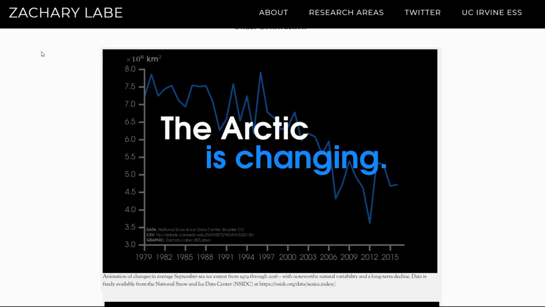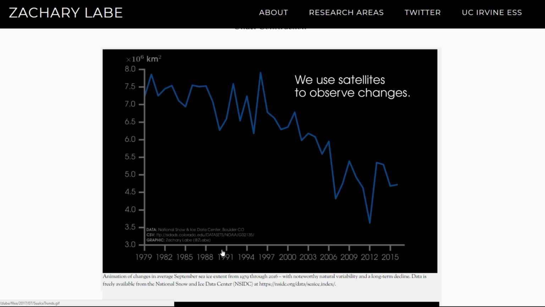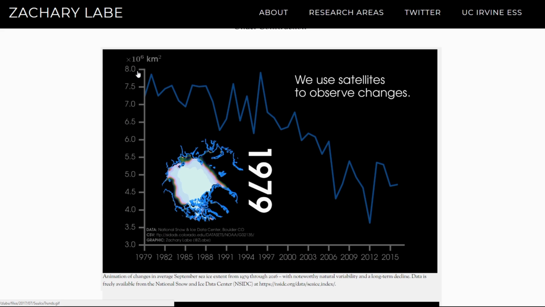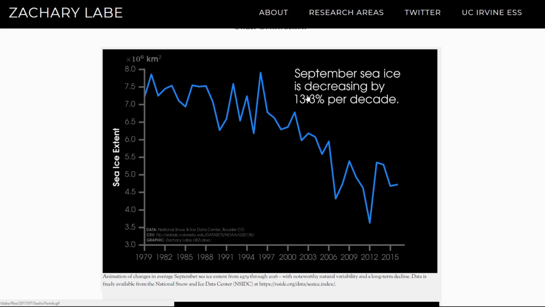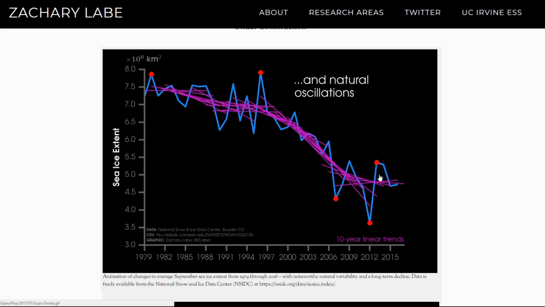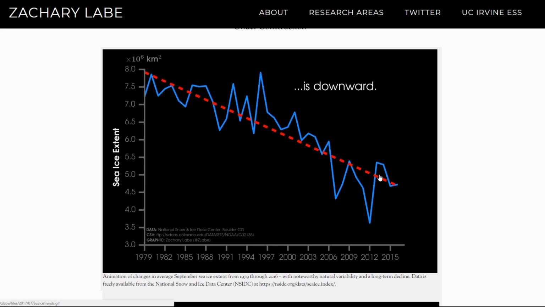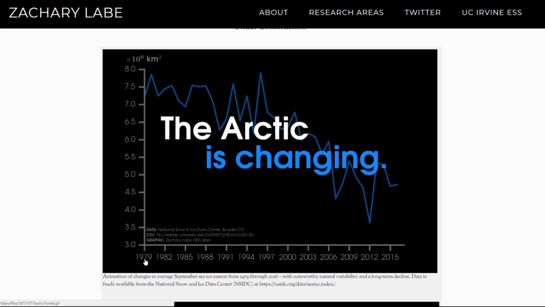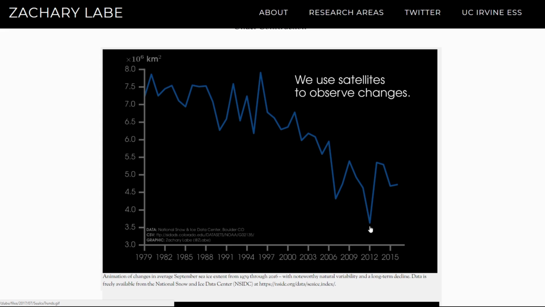So the Arctic is changing. So here we have the date. Here we have the Arctic ice thickness. And so it shows September sea ice is decreasing by 13.3% per decade. However, of course, there is year-to-year variability, natural oscillations, but in the long term, the trend is downward. So this is back from 1979, and we've seen some pretty rapid change in the last 20 years.